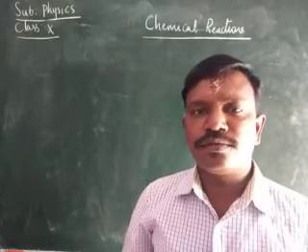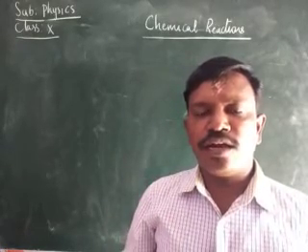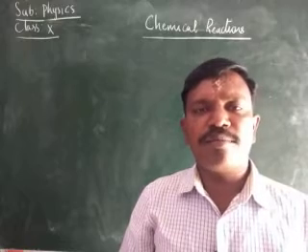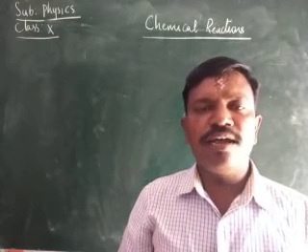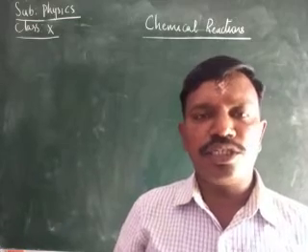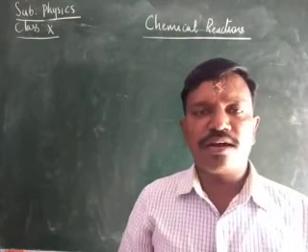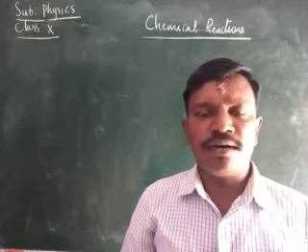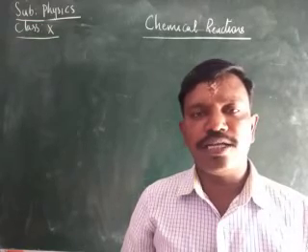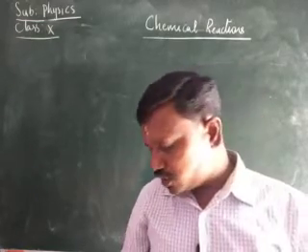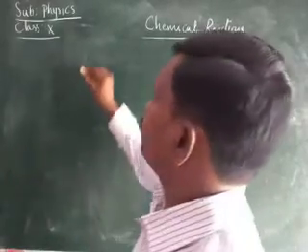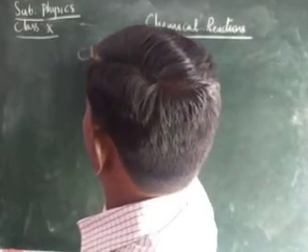Children, as a part of the chapter, we are learning the types of chemical changes. Already we learned about the four different types of chemical changes. That is chemical combination, chemical decomposition, chemical displacement, and chemical double displacement reactions. And here, children, now we will be learning about the chemical equations. Okay, chemical equation.